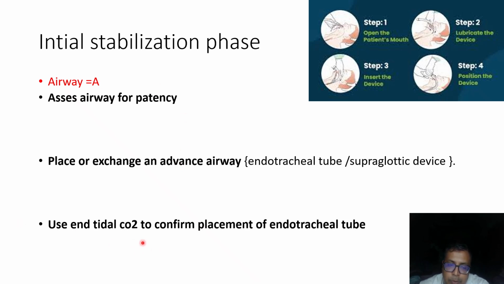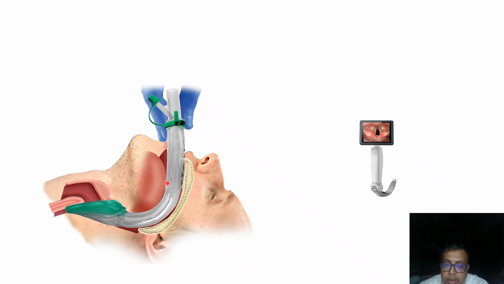Use end-tidal CO2 on the monitor to confirm placement of the endotracheal tube. Placing a supraglottic airway device may need opening the mouth. Step 1, lubricate the device, insert the device and position the device. In case you are not able to secure the airway using an endotracheal tube, this is regarding the supraglottic airway device, the i-gel, or use a video laryngoscope in case of a difficult airway.